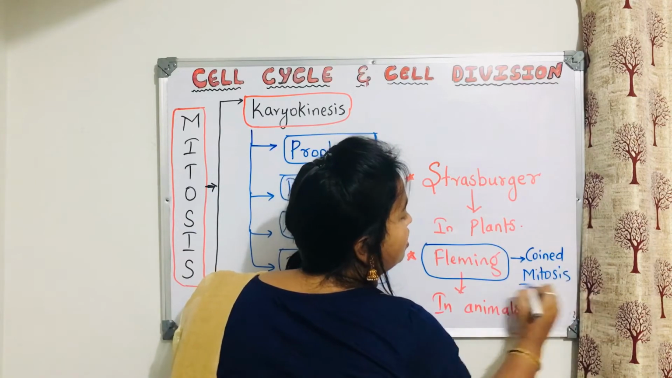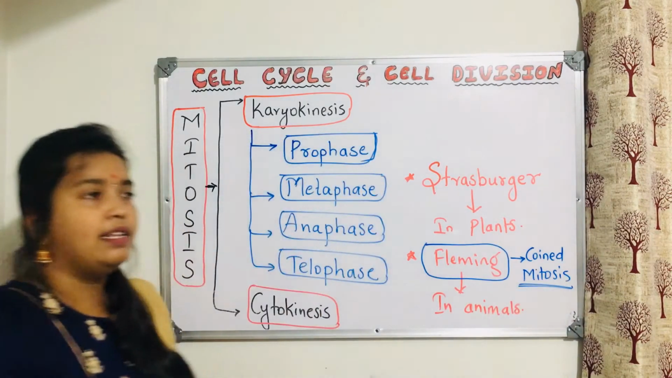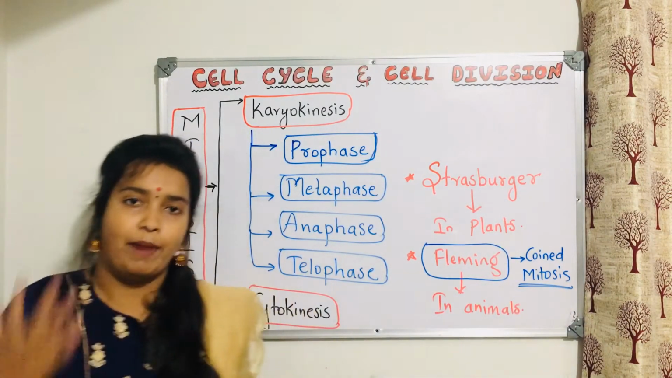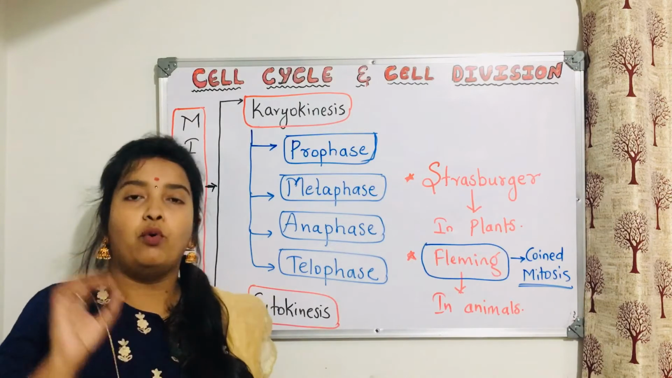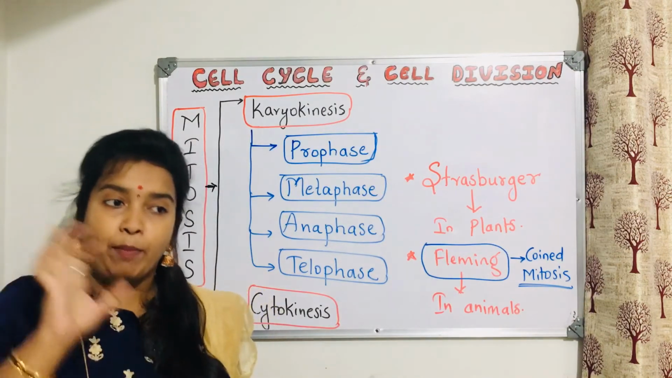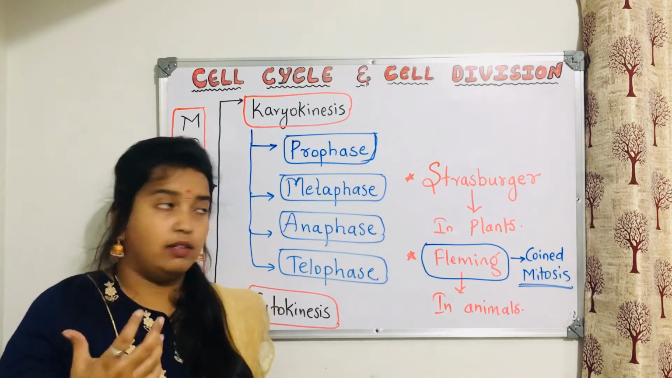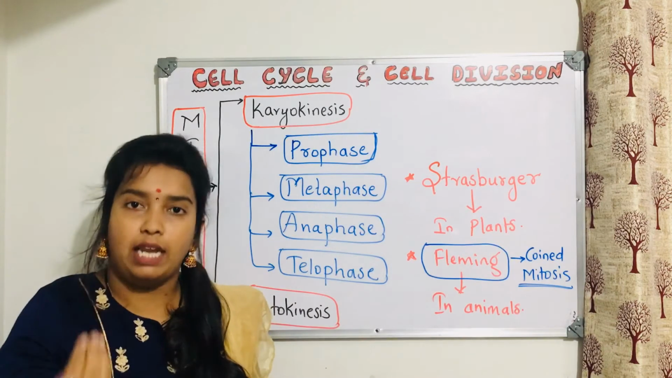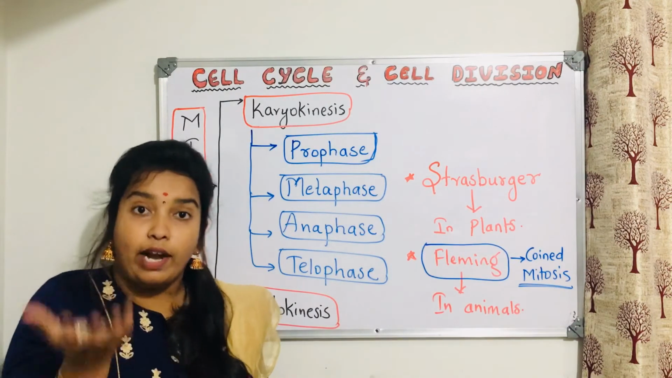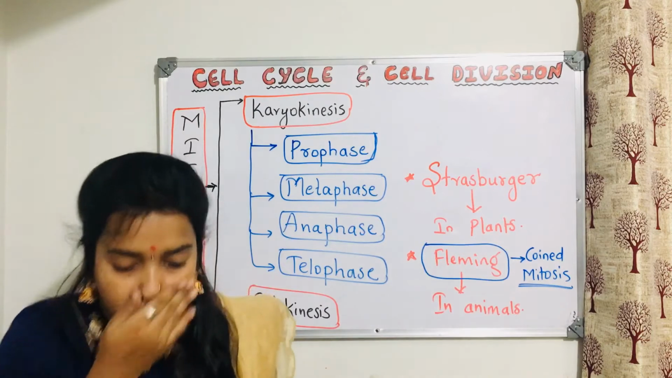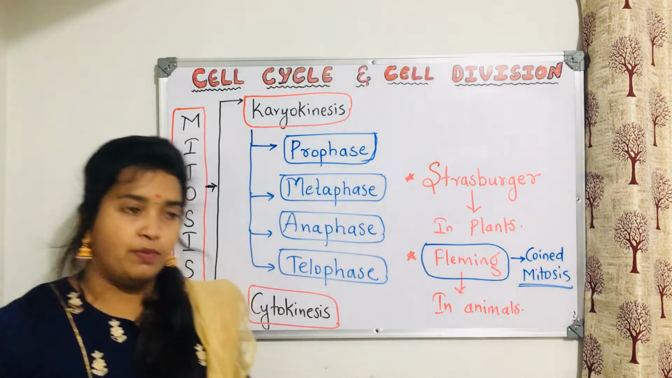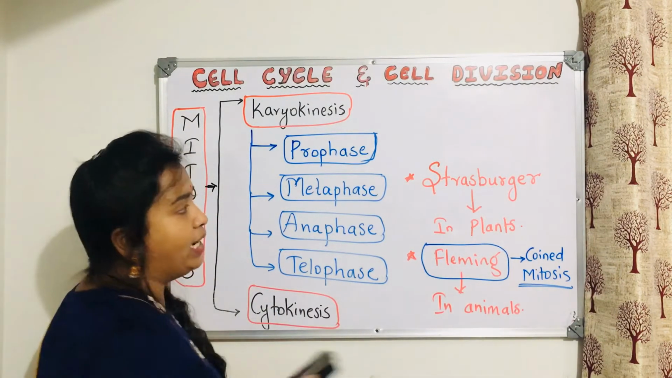So you should be clear. Two scientists are there: Strasburger, who found mitosis in plants, and Fleming, who found mitosis in animals. But Fleming is the one who gave the name, who coined the term mitosis. Clear? I needed to tell this first, but I just forgot. You can take down this one.